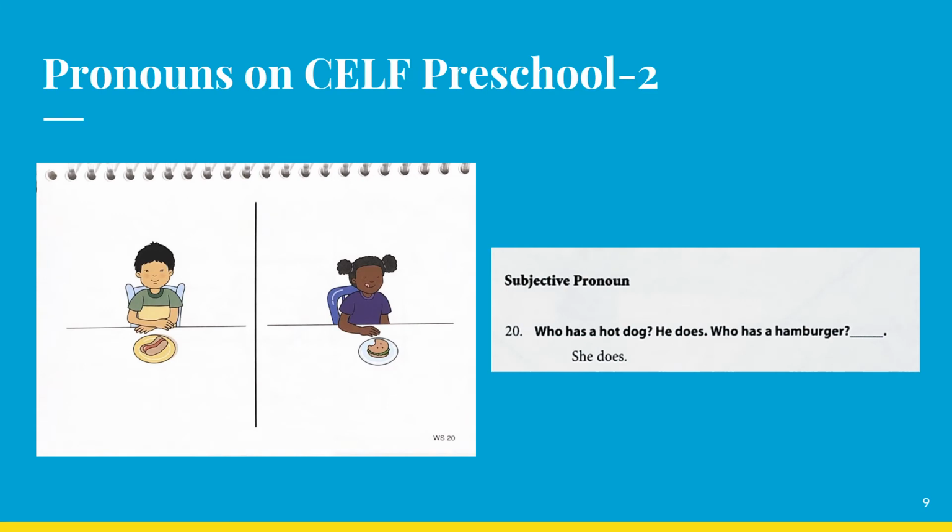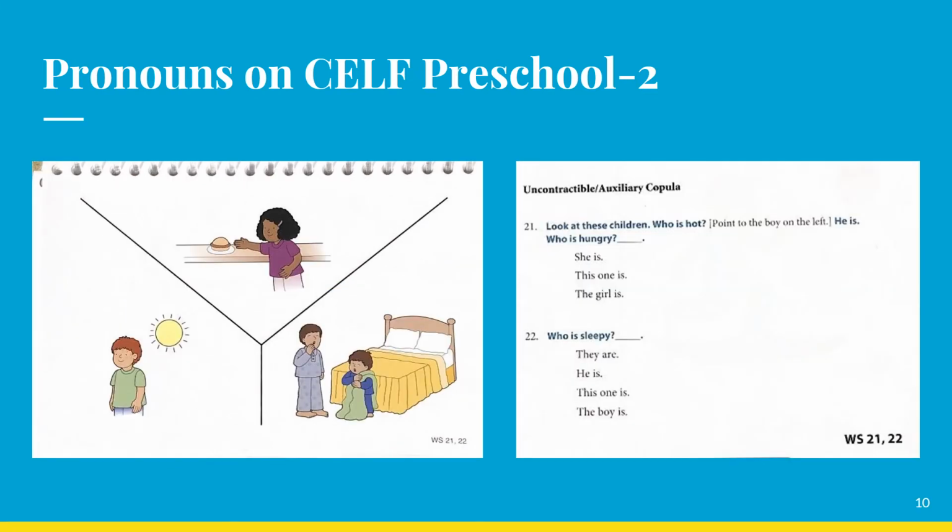For this next one, the examiner would point to the boy and say, "Who has a hot dog?" "He does." Then she'd point to the girl and say, "Who has a hamburger?" And the expected accepted response would be, "She does." This plate shows two of the subject pronoun items.